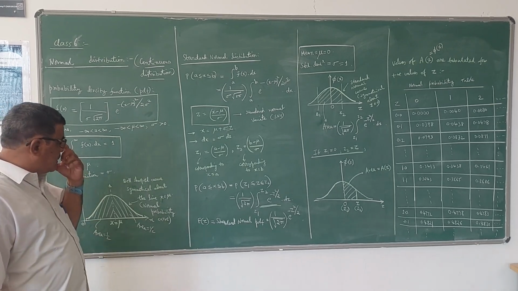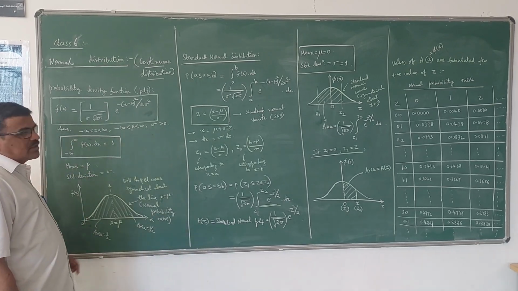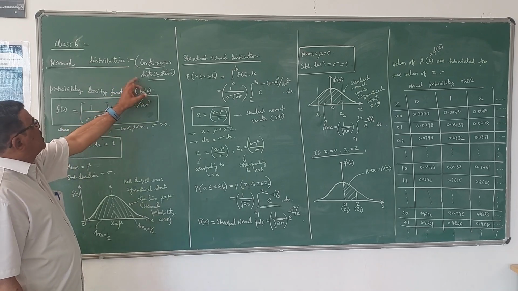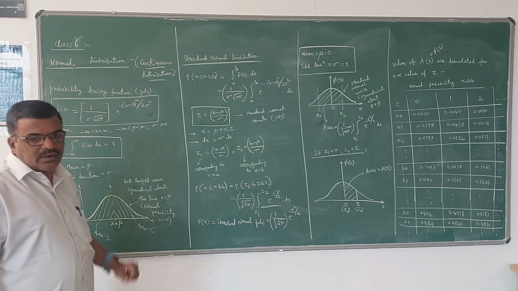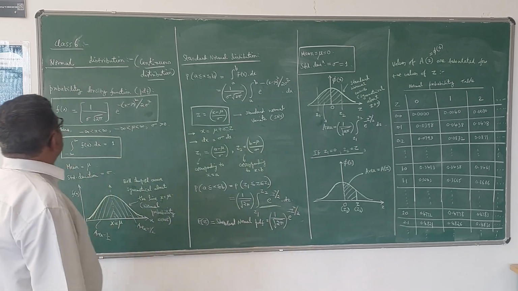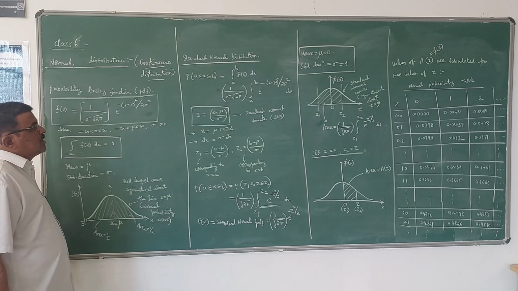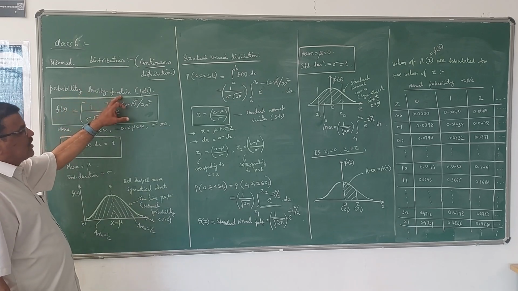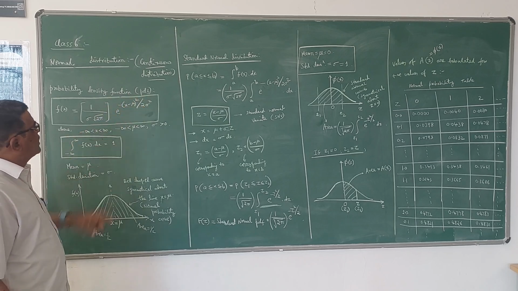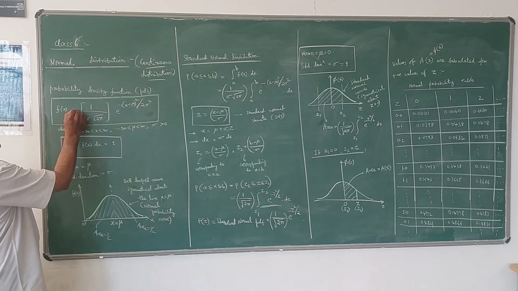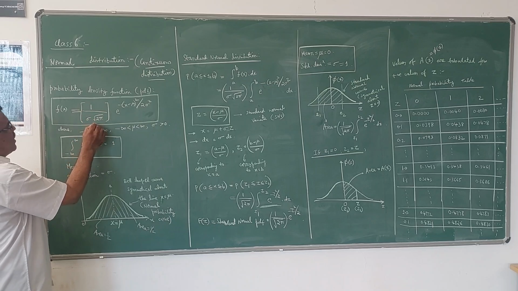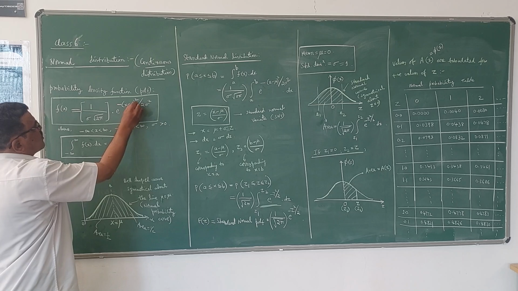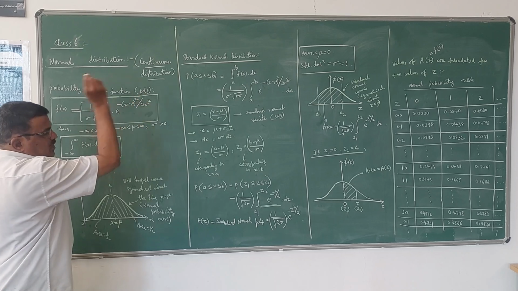Yes. In this class, we will discuss one of the continuous probability distributions, which is the normal distribution, which is mostly used in many practical problems. In this case, the probability density function (PDF) of a normal distribution is defined like this: f of x is equal to 1 over sigma root 2 pi into e to the power of minus (x minus mu) whole square divided by 2 sigma square.